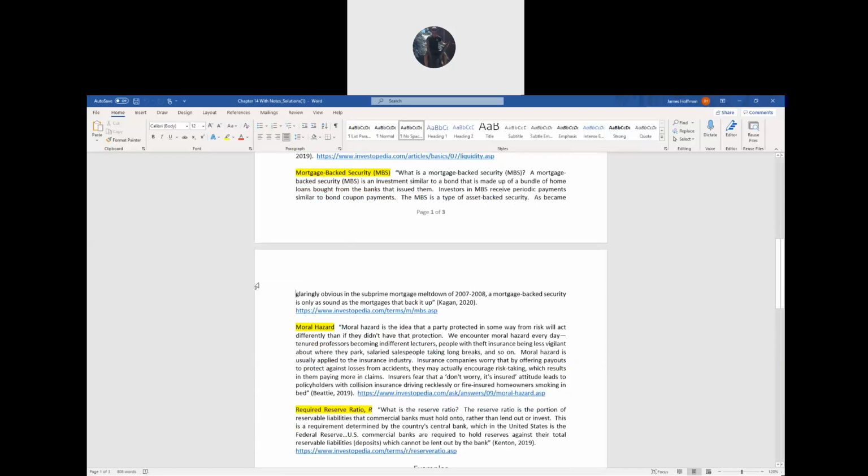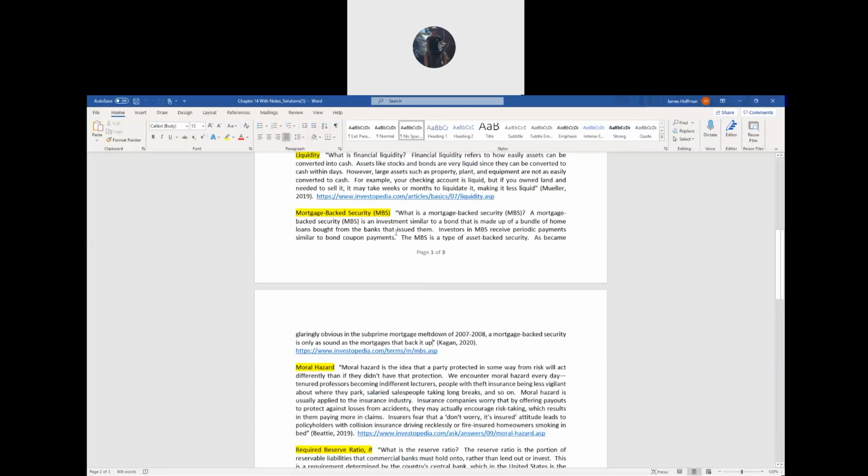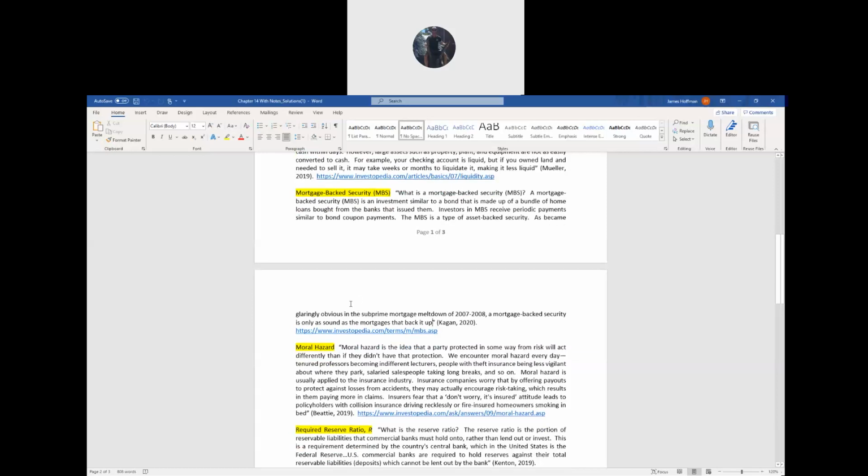And like it says here, it became glaringly obvious during the subprime mortgage meltdown in 2007, 2008: a mortgage-backed security is only as sound as the mortgages that back it up. The reason why U.S. government bonds are so secure and popular, even though they pay low interest, is that they're never going to default. The U.S. government, as far as I know, is always going to pay you when you buy a bond from them. The problem with this type of security is that if the homeowner stops paying the loan, you don't get the payment. So they became riskier and riskier. The term subprime just means that mortgages were being given to less and less creditworthy home buyers.